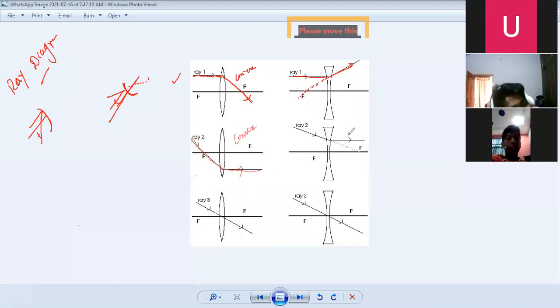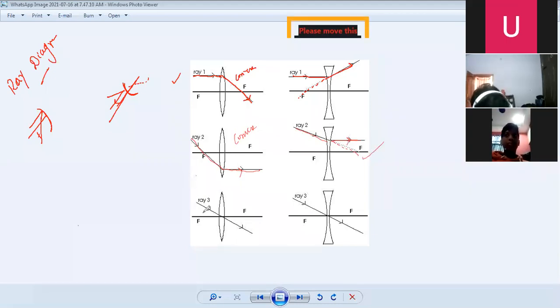In a concave lens, what's happening? A ray of light appearing to meet the principal focus. It seems to be appearing to go to the principal focus, so the emergent light will be parallel to the principal axis. So a ray of light appearing to meet the principal focus of a concave lens, after refraction will emerge parallel to the principal axis, as shown in this figure.